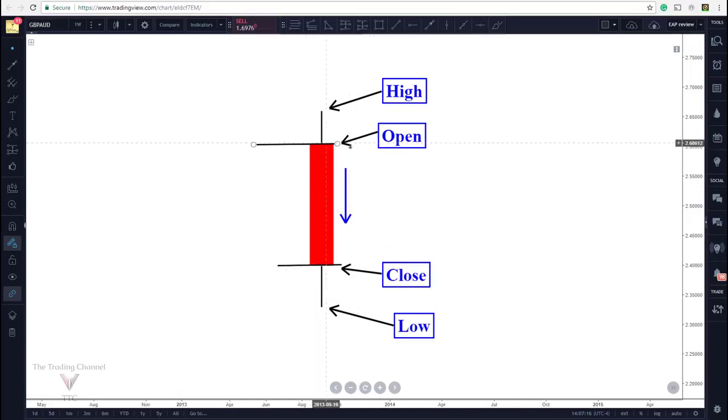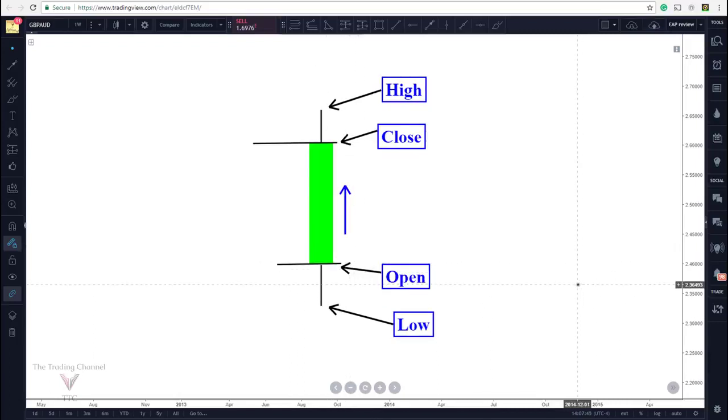For a bearish candle, the close will always be below the open, or on the bottom of the body of the candle. And for a bullish candle, the close will always be on top of the body, or above the open of the candle.